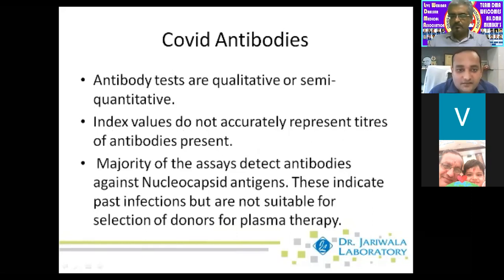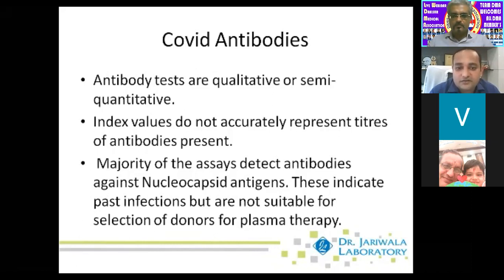Now, the antibody tests which are currently available are either qualitative or semi-quantitative. So what you will get on a report is either a positive or a negative written, or there may be some value next to it, which is the index value. Index value is a semi-quantitative measure wherever available. However, we need to understand that index values do not accurately represent the titer of the antibody present. Most of the labs, including ours, are using index values, and these are only a vague estimate of the amount of antibody present.